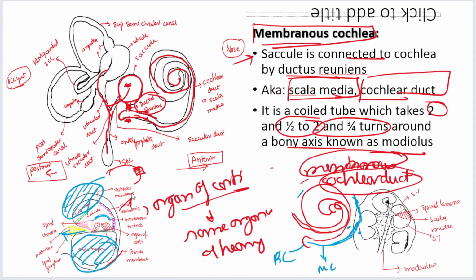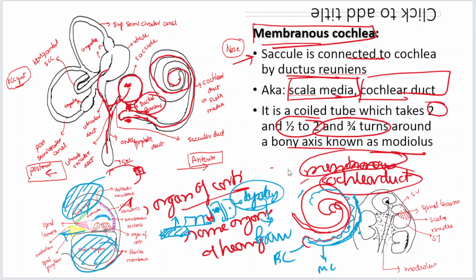And when the wave of the fluid is passing through this coiled tube, at one particular part of the coiled tube, that part will get activated, and the organ of Corti, which is present on top of that, will get activated. The hair cells will get activated. They will get depolarized, and that information is sent to the brain. So that is how the organ of Corti becomes the sense organ of hearing. It is present in the membranous cochlea.